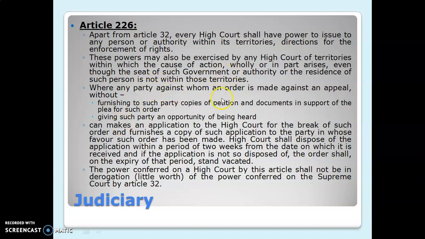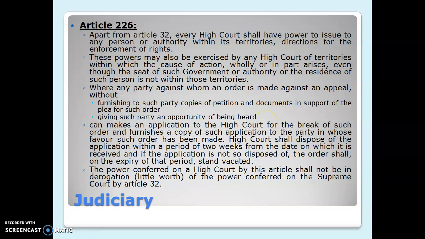Then, where any party against whom an order is made is not given, without furnishing to such party copies of the petition and documents in support of the plea for such order, an opportunity of being heard.